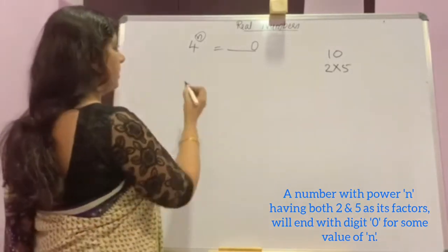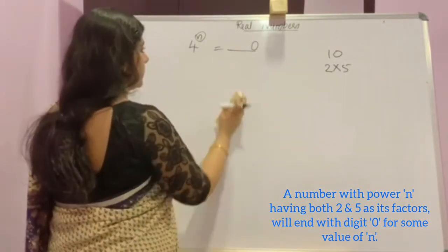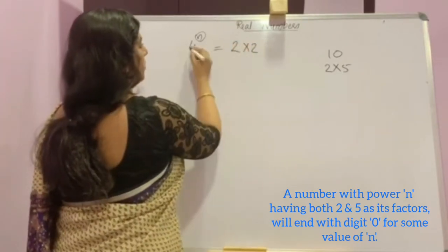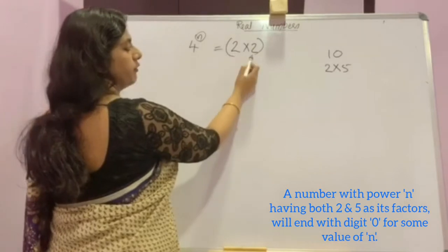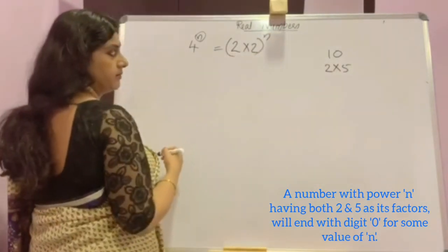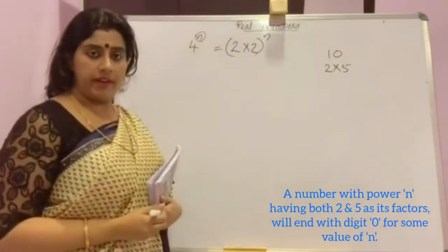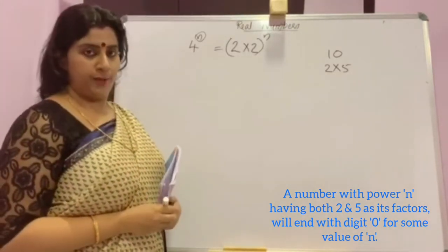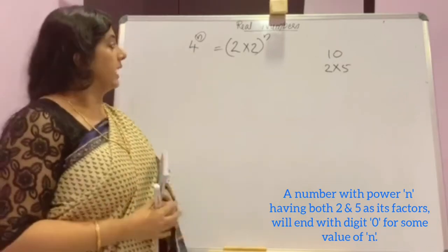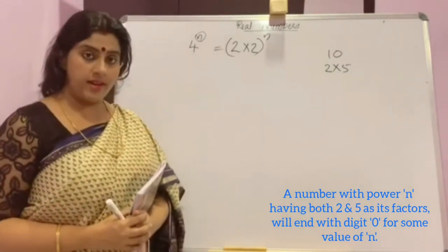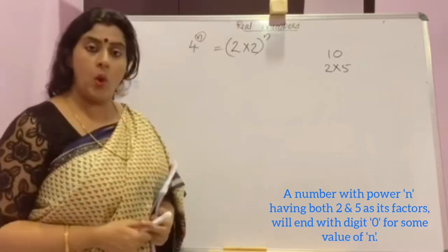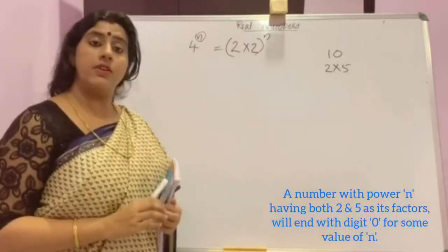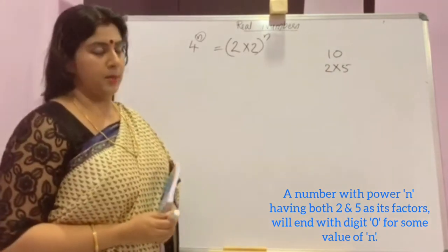Let us check here. 4 raised to n is 2 into 2, that is the factorization of 4 raised to n. Here there is no 5. So, it can't end with the digit 0. It is the answer. In 4 raised to n, when we factorize, it becomes 2 into 2 whole raised to n. Here there is no 5 as a factor. So, it will never end with the digit 0.